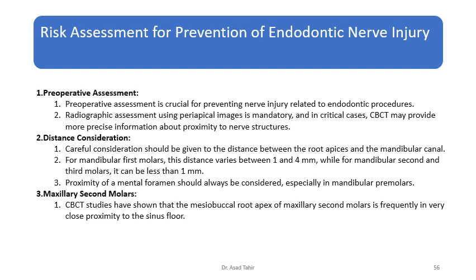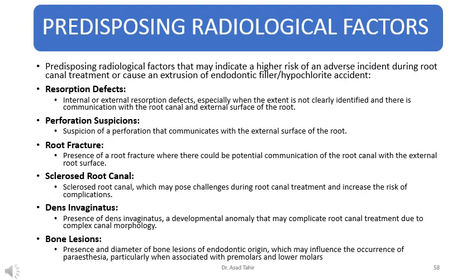For mandibular first molars, this distance varies between 1 and 4 mm, while for mandibular second and third molars, it can be less than 1 mm. Proximity of a mental foramen should always be considered, especially in mandibular premolars. Maxillary second molars: CBCT studies have shown that the mesiobuccal root apex of maxillary second molars is frequently in very close proximity to the sinus floor, a predisposing radiological factor that may indicate a higher risk of an adverse incident during root canal treatment, or cause an extrusion of endodontic filler and hypochlorite accident.